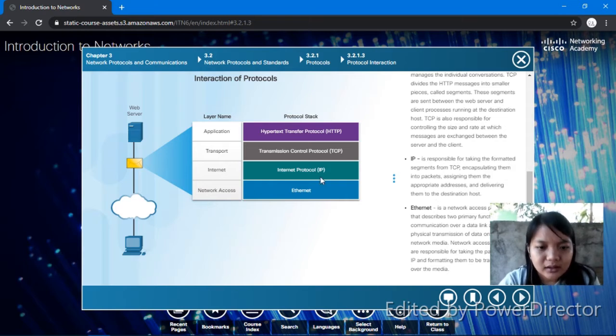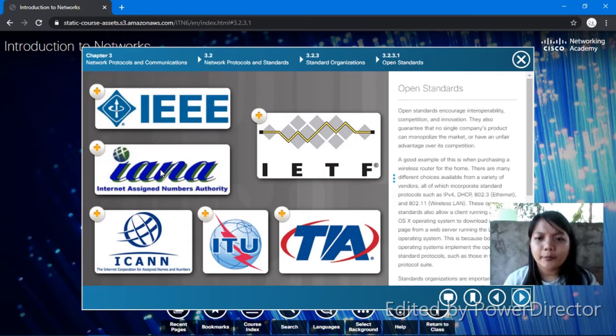Then the next one is Ethernet, at the network access layer. Ethernet is a network access protocol whose primary function is communication over a data link and the physical transmission of data over network media.